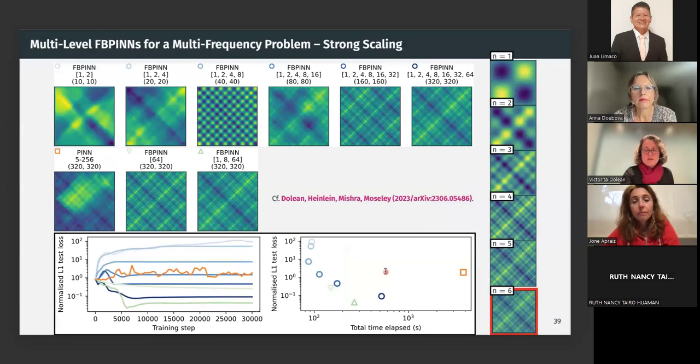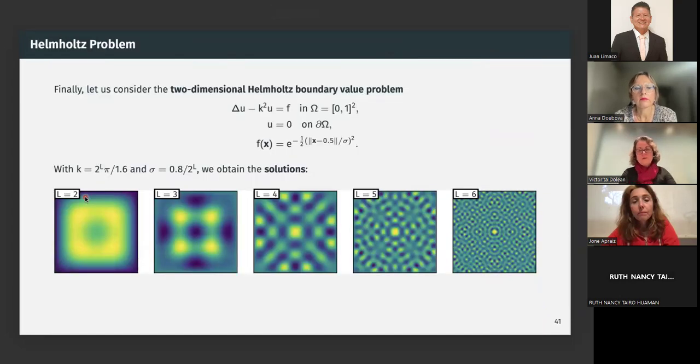Okay, so here it's again the Laplace problem with multi-level, and you see that if you put enough levels, you can reconstruct it. If you don't put enough levels, even if you put a high capacity in the neural network, it won't work. So I want to just wrap up here. I'm close to the end.